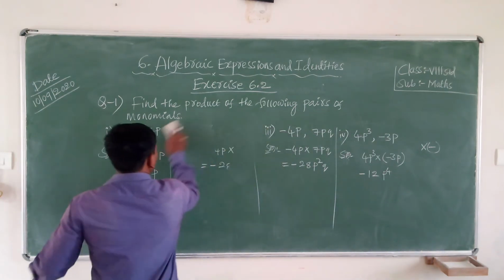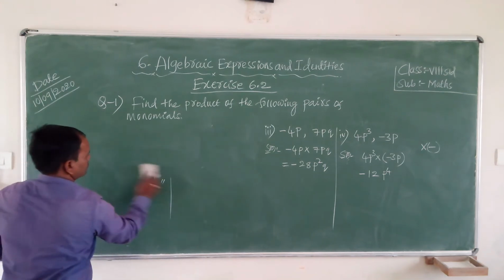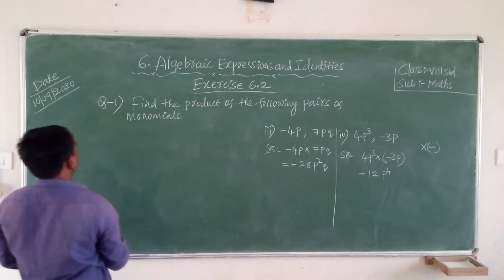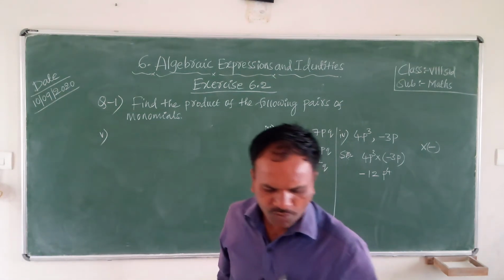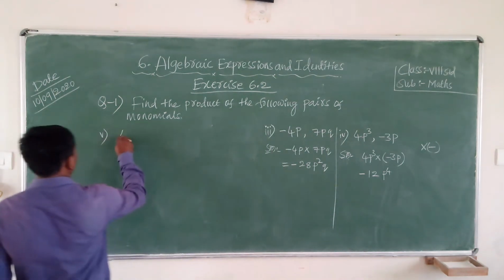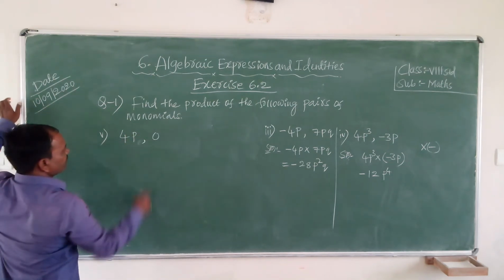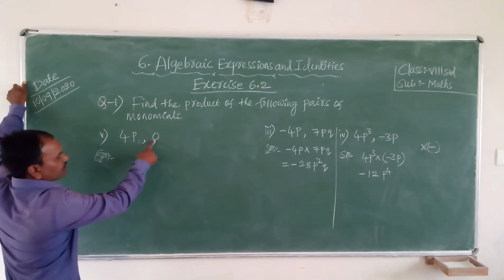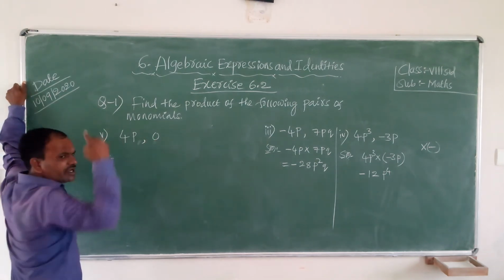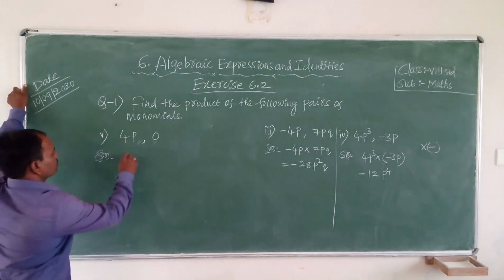Next, fifth one: 40, comma 0 is there. 40 comma 0. So how to multiply this one? Any number, any variable, any numbers multiplied with 0, how to multiply? Always 0. You know already.